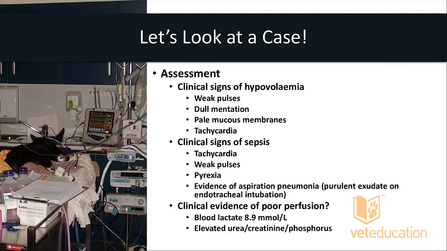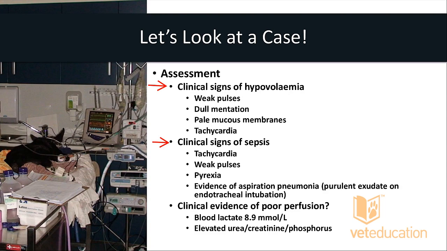In this particular patient, he had symptoms of hypovolemia, such as weak pulses, dull mentation, pale mucous membranes. He had tachycardia. He also had signs of sepsis, some of which mirrored his symptoms of hypovolemia and the tachycardia and the weak pulses, but he was also pyrexic. He had evidence of aspiration pneumonia or purulent exudate. When we intubated this dog to begin his ventilation therapy, there was evidence of pus on the ET tube.